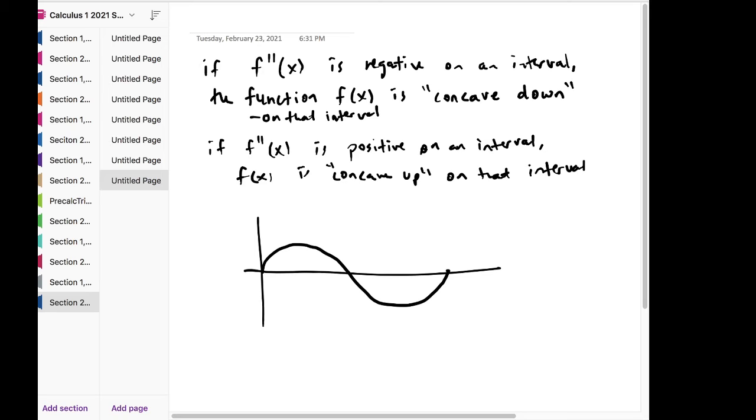So the general shape here is concave down. But there's this point here where it stops becoming concave down and starts becoming concave up. It's kind of silly, but concave down makes a frowny face and concave up makes a happy face. So that's the idea with concavity. Any questions about that?